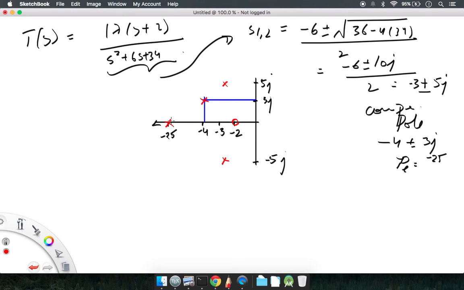Now what we want to do is basically calculate the angles contributed by other poles or other singularities like other zeros to this pole at minus 4 plus 3j.